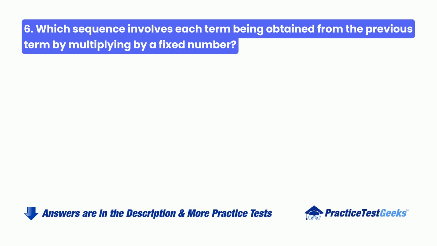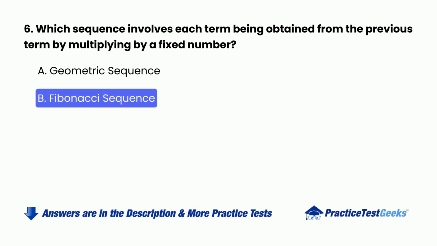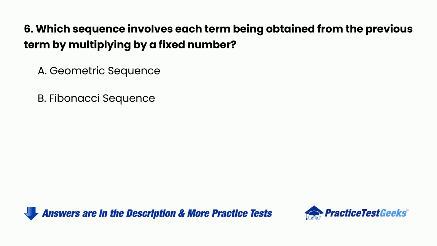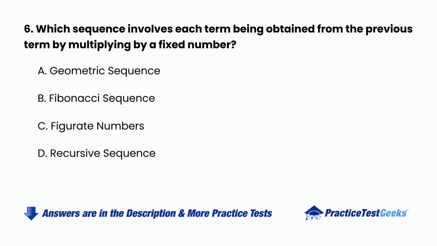6. Which sequence involves each term being obtained from the previous term by multiplying by a fixed number? A. Geometric sequence. B. Fibonacci sequence. C. Figure-8 numbers. D. Recursive sequence.